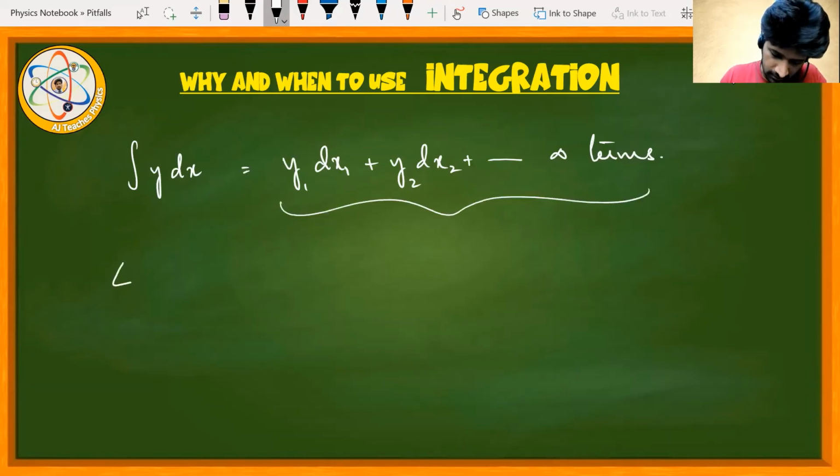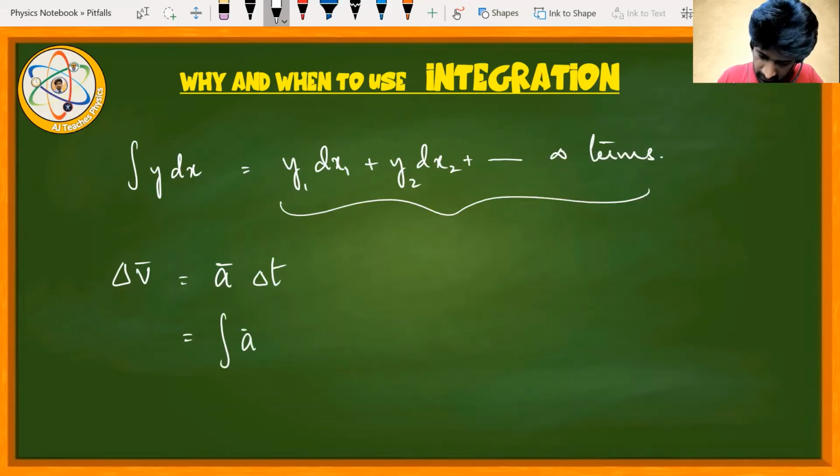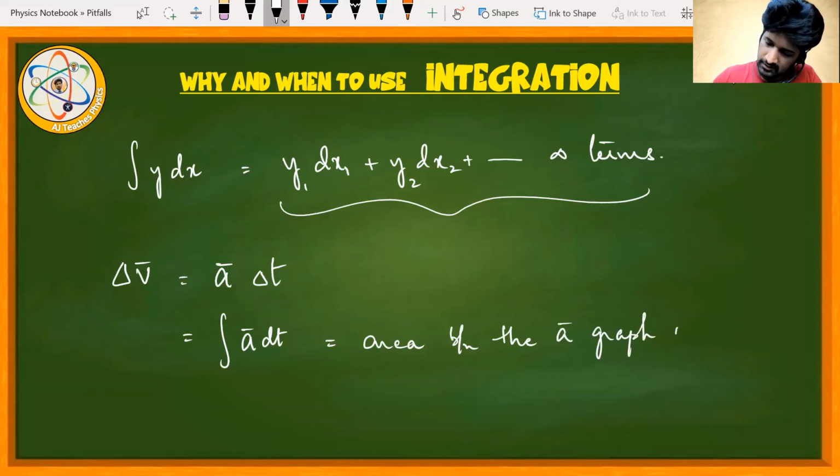For example, we know the change in velocity is constant acceleration multiplied with the time interval for which an object maintains that constant acceleration. But if acceleration continuously varies, then the same thing can be written as summation of a dt terms. So integration is the summation of multiples. And this would also represent the area between the acceleration graph and the time axis.